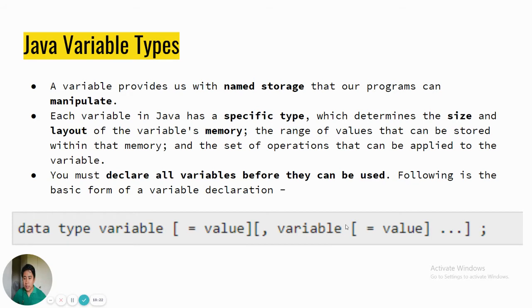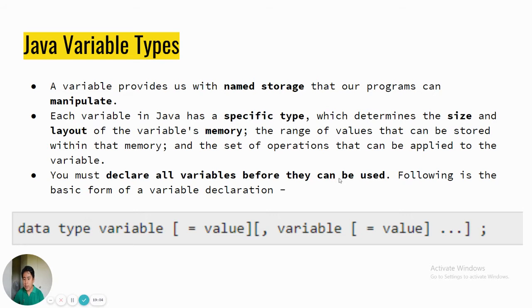So variable provides us with named storage that our programs can manipulate. Okay, so we will use variables in our program. Mostly in our programs, we're going to use variables. So here I'm going to teach you guys how to declare a variable. You must declare all variables before they can be used. For example, you want to use a variable about age, okay? So before you can use a variable age, you have to declare it first, okay?